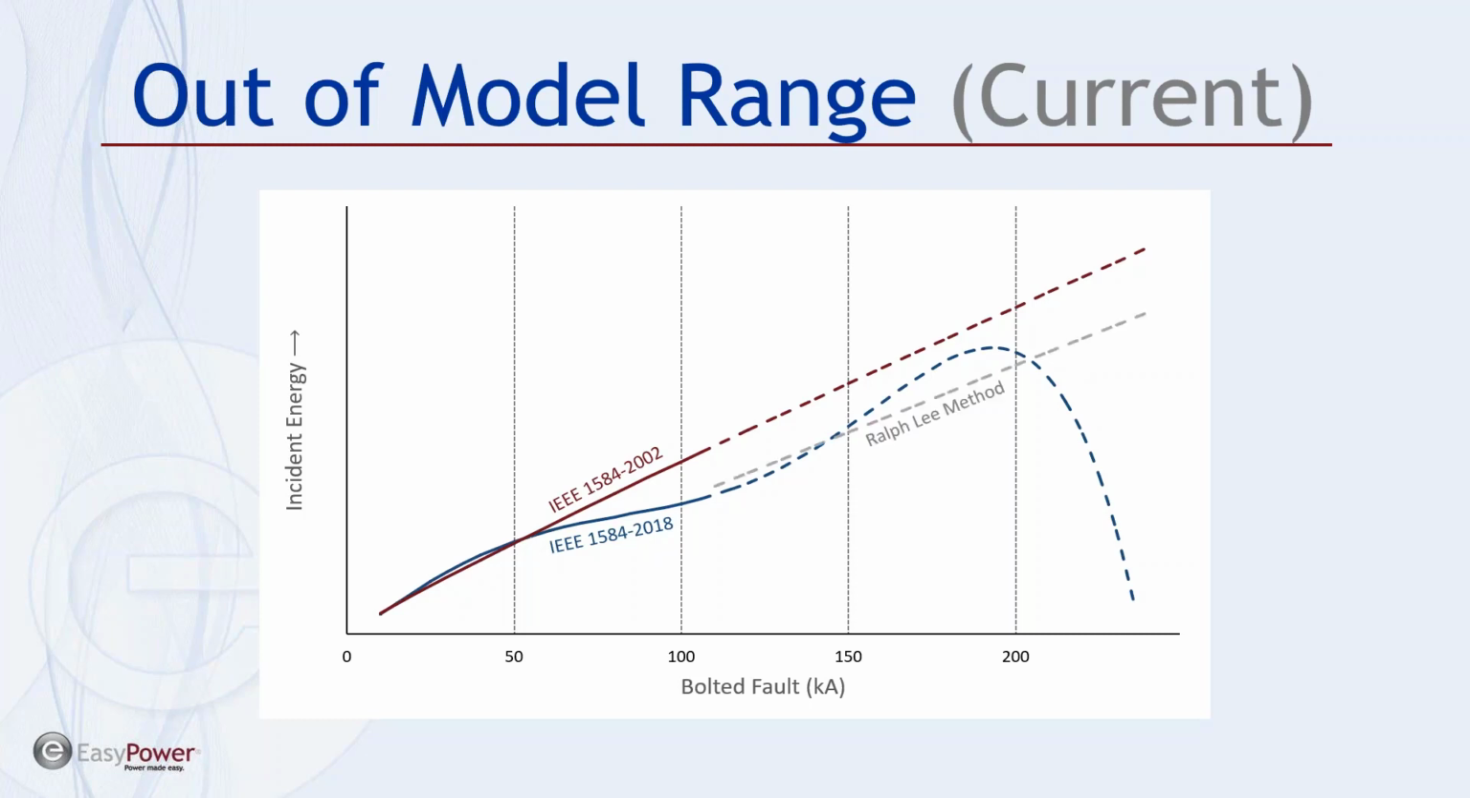If we take a step back and say, well, what happens if we do consider the Ralph Lee method above that current range? The equations seem to predict a less conservative approach than 2002 and less of a concern in terms of the 2018 version falling off the cliff. But again, the standard itself does not make a recommendation. So we supply this just as a point of reference. It doesn't hold any water in terms of what your particular system needs to consider.